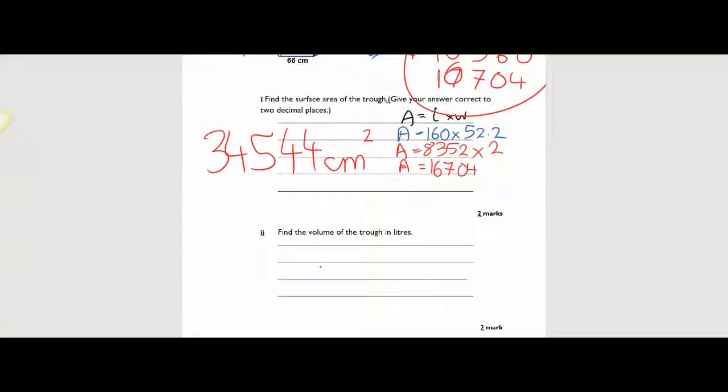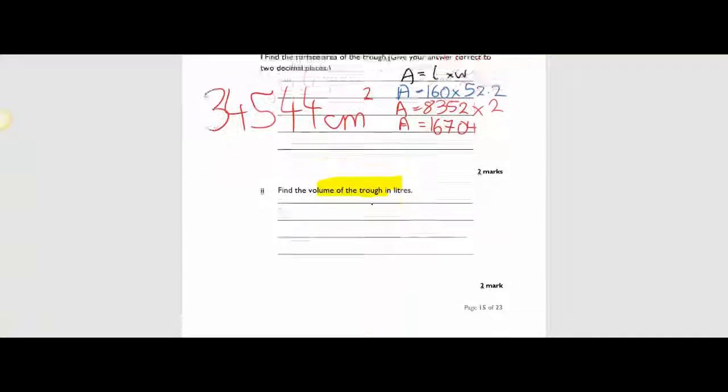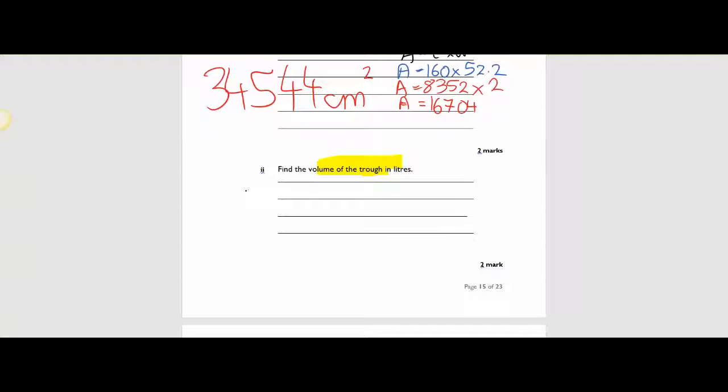Next, we're going to be asked to find the volume in litres of the trough. So this one's a little bit easier because we know that we can actually just go the volume is the area of the base shape, which is a trapezium, and we times that by the length of it. So if we work this out and times it by the length, we're going to be able to work it out. So it's a little bit easier. So all we need to do is go area equals half x plus y times h, and then we're going to times that by the length of the whole prism.